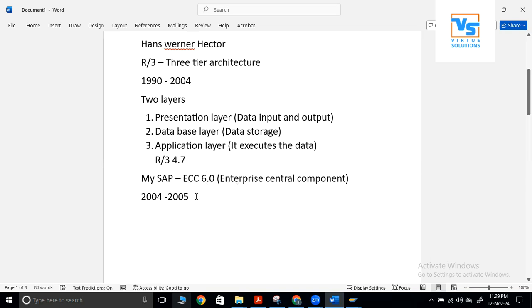That version, ECC 6.0, started from the end of 2005 and is going on till date.